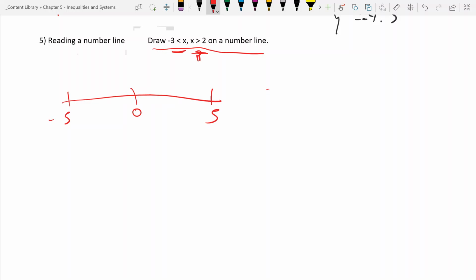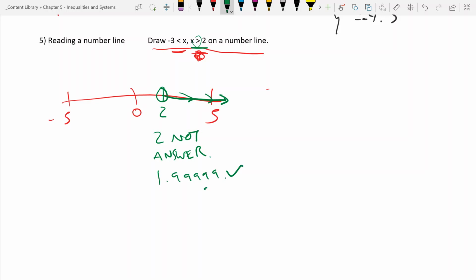If I just look at x is greater than 2, I'll do that part first. So I'm going to look at 2, and I know that x is going to be greater, so I'm going to draw the arrow going outwards, all these numbers greater than 2. Then, because it's a greater than sign, I know that this is going to be an open circle at 2, which means 2 is not an answer. Everything all the way up to 2, so 1.9999999, that's good. As soon as it hits 2, it's not an answer anymore. It's not a solution.